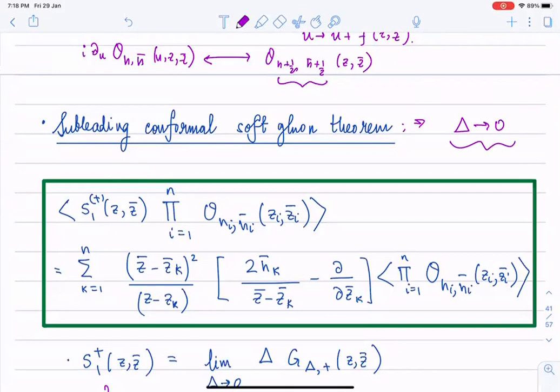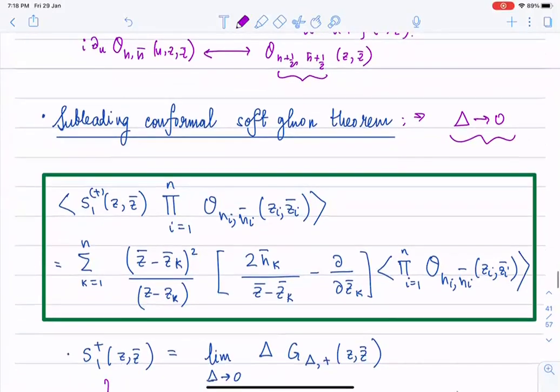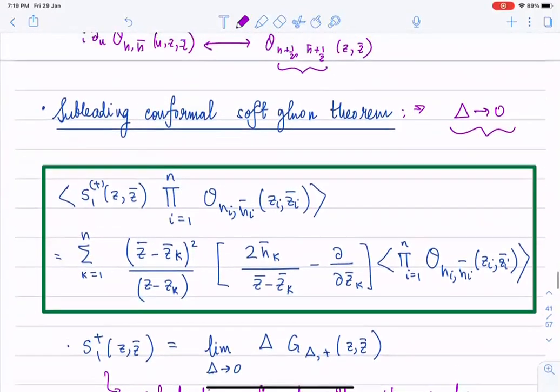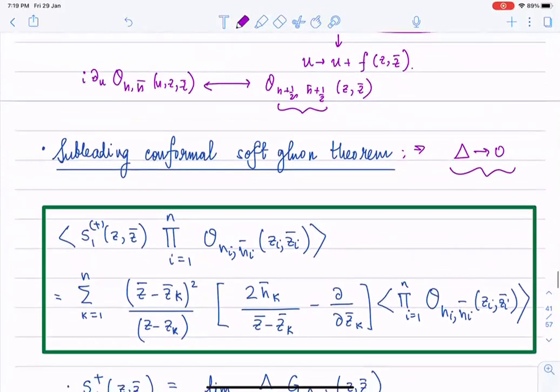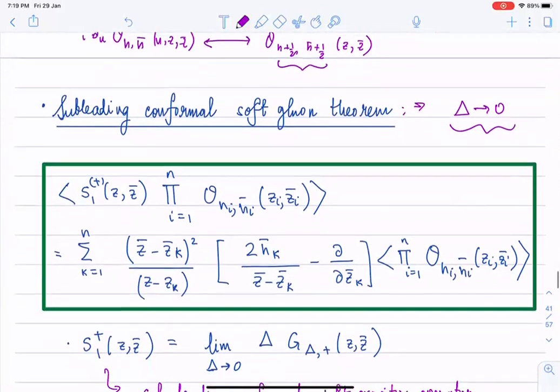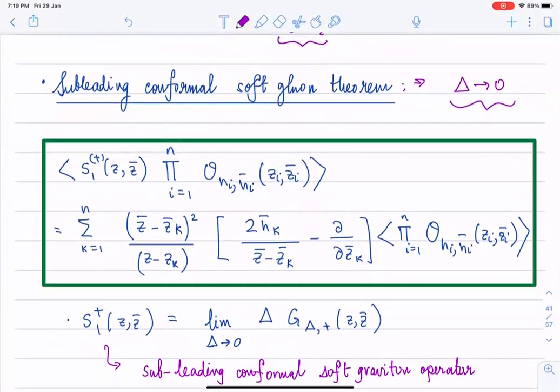n point Mellin amplitude. All the details of that I will not go into. For that you can look at the relevant papers where all the details are worked out. But essentially what you get at the end of the day is the following. Once again, you get a factorization of some n plus 1 point correlation function in terms of an n point correlation function.